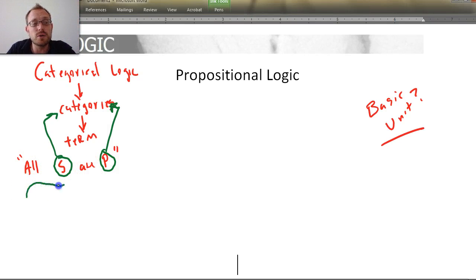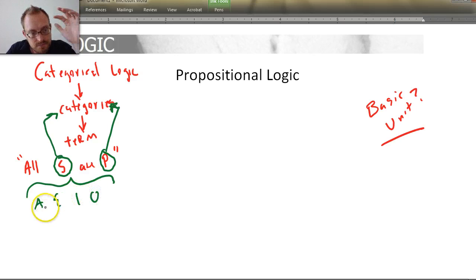As a result, we only had four types of propositions: the A, the E, the I, and the O, or the universal affirmative, the universal negative, the particular affirmative, and the particular negative. Those were the only four types of propositions we really ever looked at. When we translated ordinary language arguments into categorical logic, it felt very forced, because people don't talk like this. People don't say no S are P. People don't use that language.